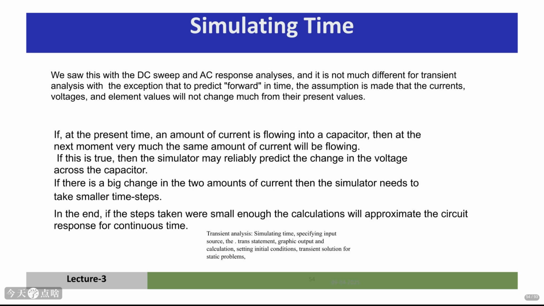If the currents and voltages are changing slowly, the simulator can take larger time steps. But if there's a rapid change, like a capacitor charging quickly, it needs to take much smaller steps to capture the dynamics accurately. The accuracy depends heavily on the size of these time steps. The simulator tries to adaptively adjust the step size to balance accuracy and efficiency.